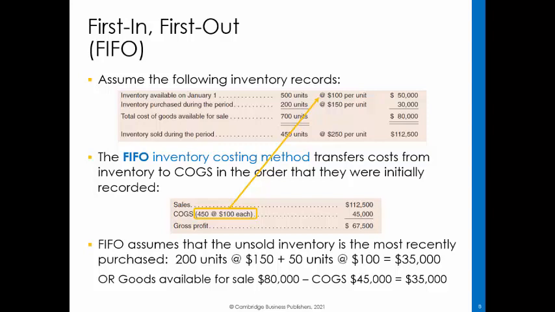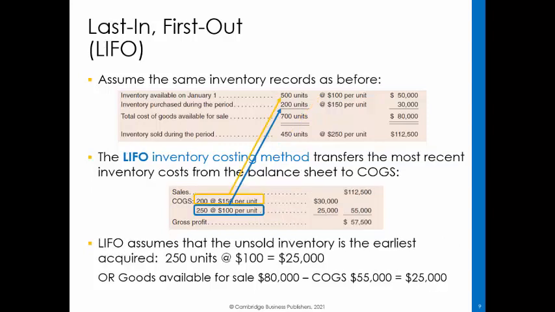The ending inventory would consist of the remaining 50 units from beginning inventory at $100 and the 200 new units at $150 each, for a total of $35,000. Another way to calculate ending inventory is to subtract the cost of goods sold, $45,000, from the goods available for sale of $80,000 to arrive at $35,000. The LIFO inventory costing method transfers the most recent inventory cost from the balance sheet to cost of goods sold.